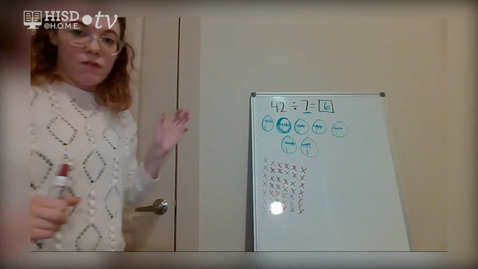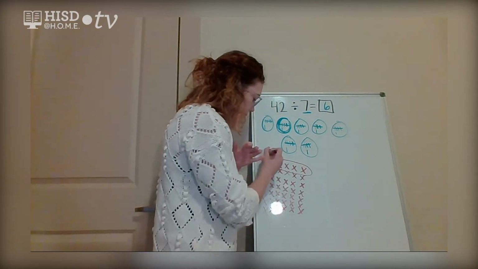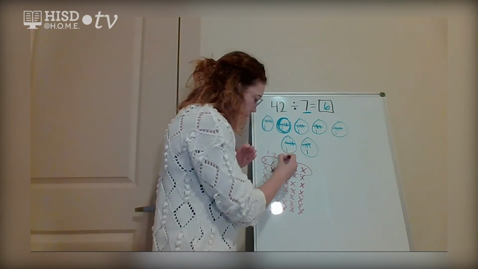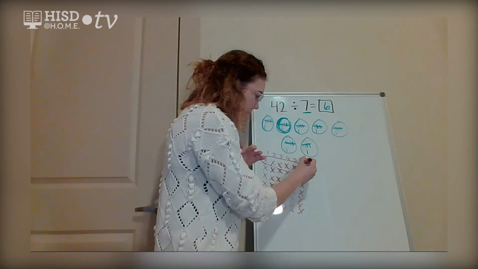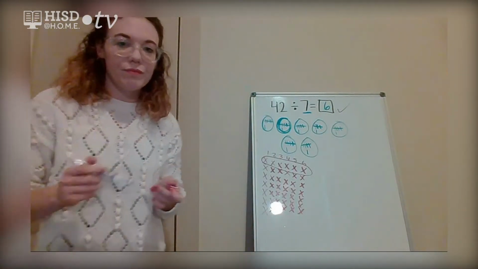Now I know my array isn't perfect looking, but I do know that this first row I can count pretty easily. I have 1, 2, 3, 4, 5, 6 in each row. So I double checked it and I got a correct answer.